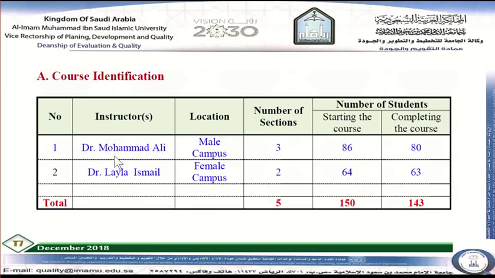This is done by the course coordinator, and it's done the same way. You have the location, the number of sections, and the number of students starting the course, and the number of students who pass the course. You write the total here. But this one is done by the course convener in the combined report.